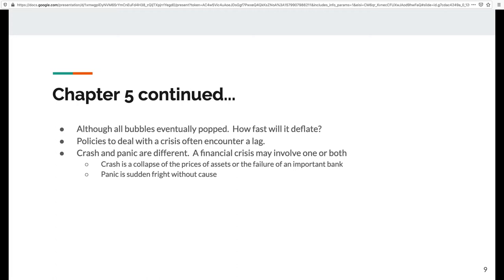It is important to remember here, though, that crashes and panics are different. A financial crisis may involve a crash, it may involve a panic, or it may involve both. And really what we're seeing here is that a crash is the speed with which the assets decline in price, or in which an institution fails to exist. The panic is something that just happens, without even having a logic to it, as you start to see this concern, this psychological shift within the economy and within individuals.